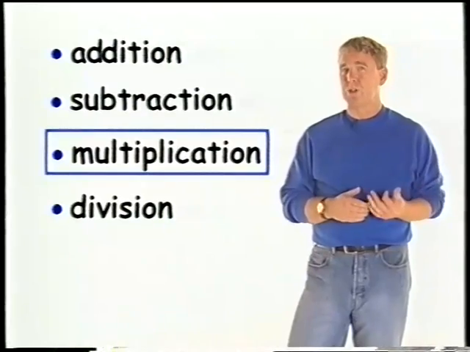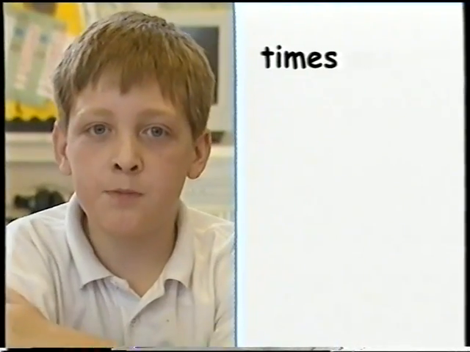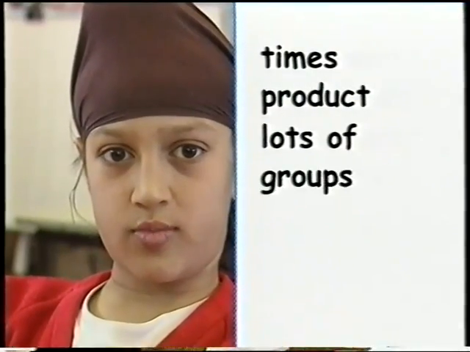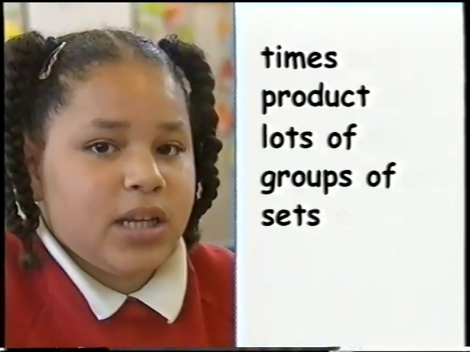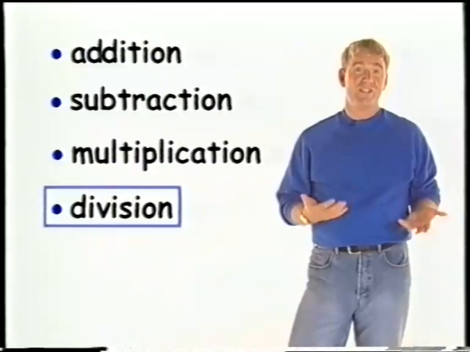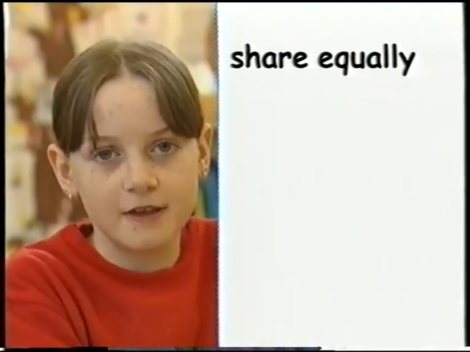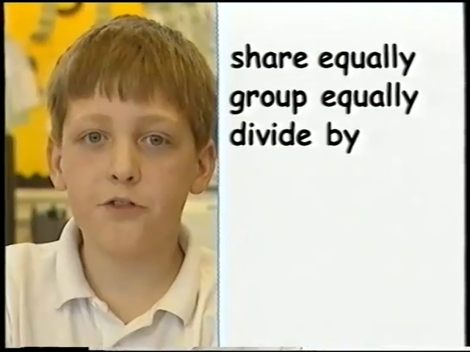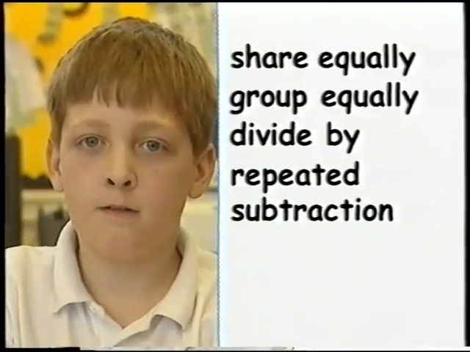Multiplication words. Multiply is the same as times. It also means product. It also means lots of. It also means groups of. It also means sets of. And it also means repeated addition. And division words. Division means share equally. It also means group equally. It also means divide by. It also means repeated subtraction. If you know these words, you'll have no trouble spotting what the maths is you need to do.